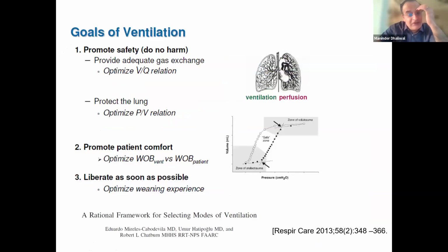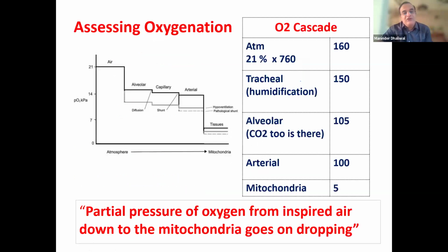Now to see the goals of ventilation. The most important goal is to provide safety and do no harm. That means earlier it was basically intubate late and extubate late. Now it is intubate early and extubate early. So optimize your VQ matching and protect the lung. That means low tidal volume ventilation. Promote patient comfort. That means adequate sedation and liberate as soon as possible. So the concept now is intubate early and extubate early. Or if you're not intubating, then start using NIV and HFNC early.